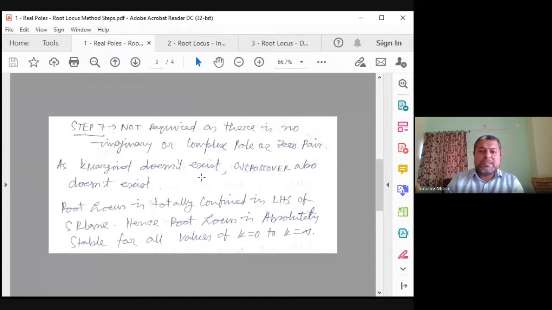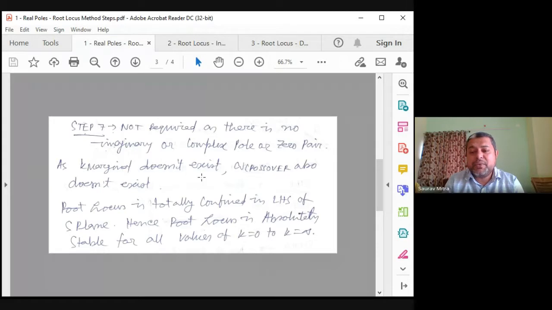Actually, after step 8, what you have to say is k marginal is coming to be negative, which is an unrealistic case, because k cannot be negative. In that case, k marginal does not exist. So k negative means k marginal does not exist. That means omega crossover also does not exist. That means the root locus does not cross the j omega axis, and it does not enter the right side of the S plane. That means root locus is always confined in.